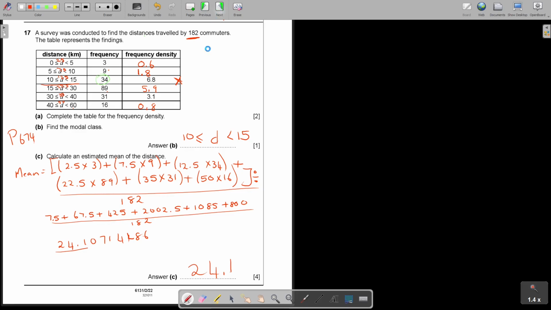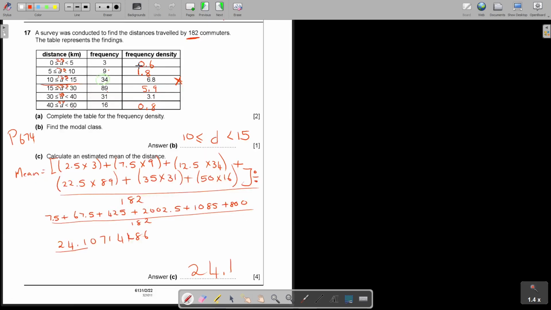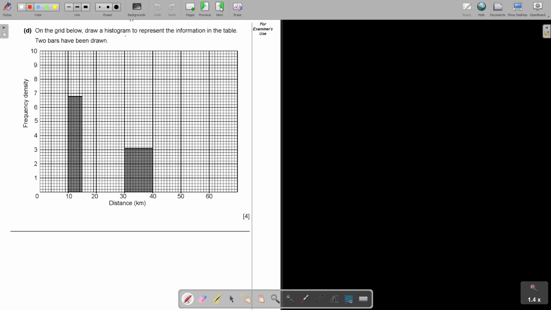Okay. And then now the final one is on the grid below: draw a histogram to represent this information. Two bars have been drawn. Now I work with the frequency density again. So if I have my frequency density, you can just go back and see the first one, it's from 0 to 5 and it must be to 0.6. So from 0 to 5 there, and it must be 0.6.